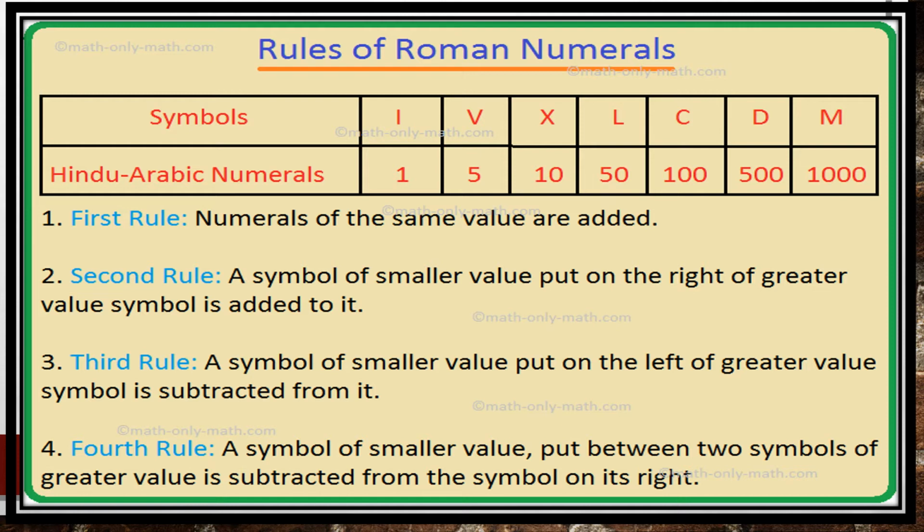Now the fourth rule is that a symbol of smaller value put between two symbols of greater value is subtracted from the symbol on its right. This means a smaller numeral between two greater numerals gets subtracted from the numeral on its right. Like this, if I say XIV, now X means 10, V means 5, I means 1. Now X and V, you will add, that means 10 plus 5. And the smaller number in between is I, that means 1. So 10 plus 5 is 15, 15 minus 1 is 14. So the value of XIV is 14.